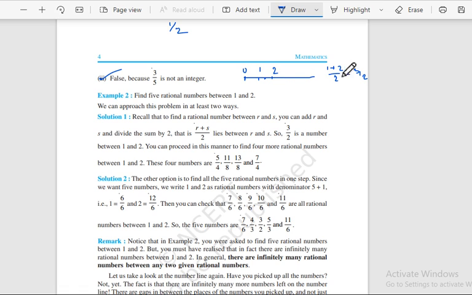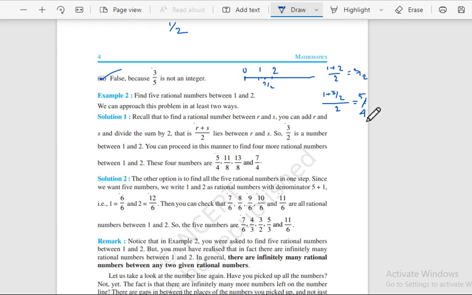Okay, now we have got 3 by 2 in the middle. If we take the average between 3 by 2 and 1, then we get (1 plus 3 by 2) by 2. How much? It is 5 by 4. So 5 by 4 will be in the middle of these two, isn't it? So this is how we can keep on doing.